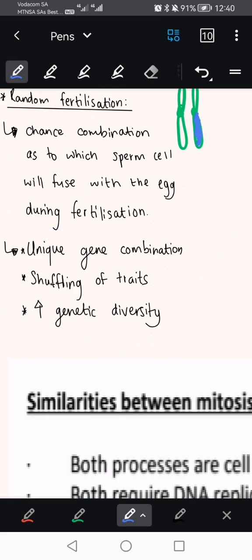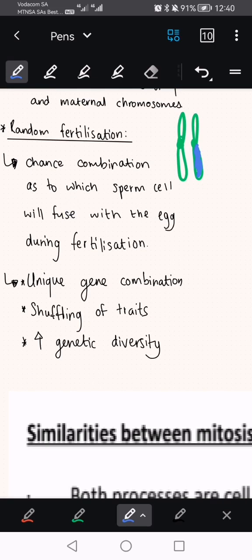That is random, right? You don't know if you're gonna meet your husband or wife in a club, in the church, in your street, in your school. It doesn't matter. But the point I'm trying to get across is it's chance combination as to which sperm cell will fuse with which egg during fertilization. It is totally up to chance, right? Unless you've planned it out so diligently, like a sociopath, that you knew since the beginning who it's gonna be, then it won't be that random. But in most cases, it is quite random. And this brings a unique gene combination. It introduces a shuffling of traits, and also it produces great genetic diversity or genetic variation.